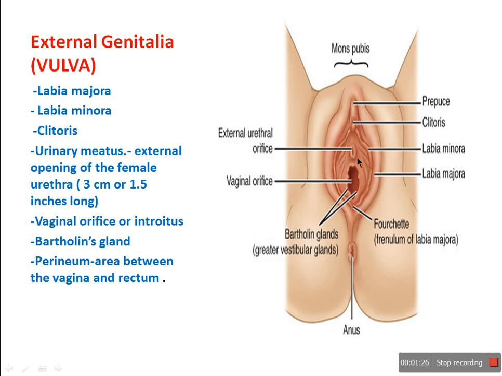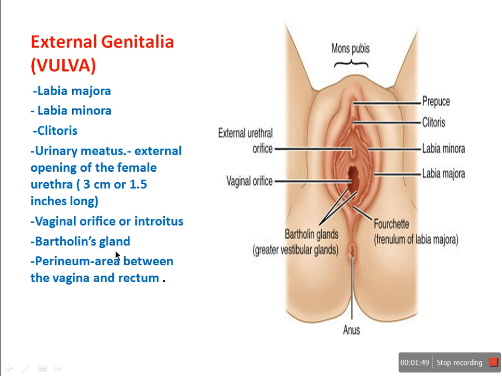Below the clitoris there is the urinary meatus. This is the external opening of the female urethra, that is, the external urethral orifice or urinary meatus. The urethra is 3 cm or 5.5 inches long. After that you can see the vaginal orifice.